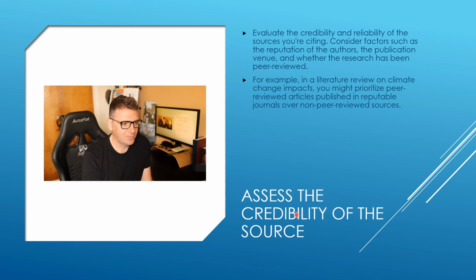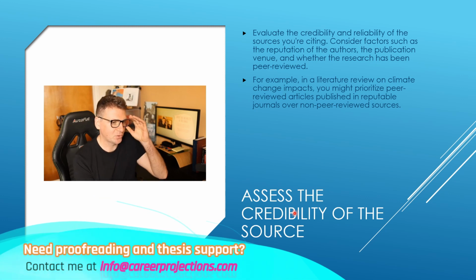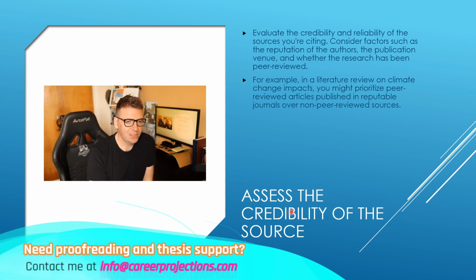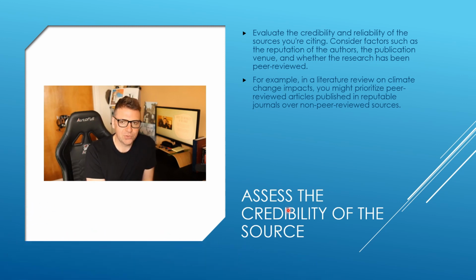So here's an example. For example, in a literature review on climate change impacts, you might prioritize peer-reviewed articles published in reputable journals over non-peer-reviewed sources. There's plenty of videos out there on how climate change is a scam, or how it's pushed by, whatever, choose your conspiracy theory.